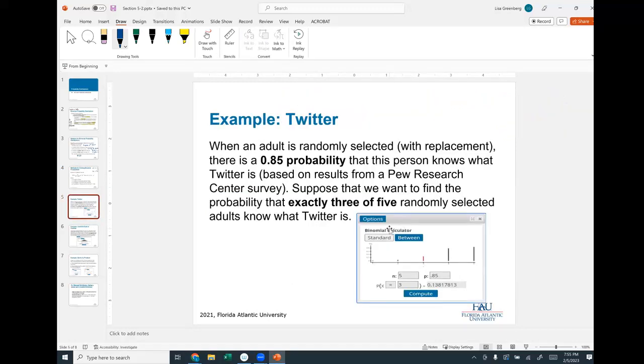So I'm going to show you how to do this problem and get the correct answer on StatCrunch. So let's do this.